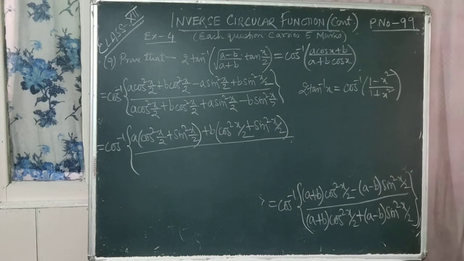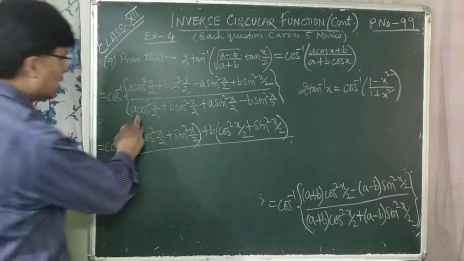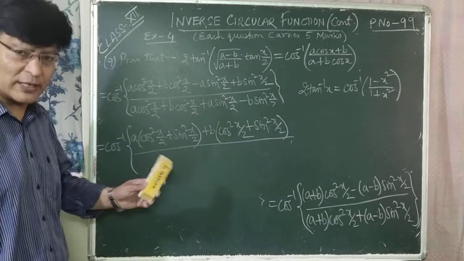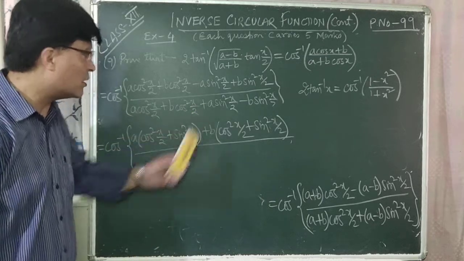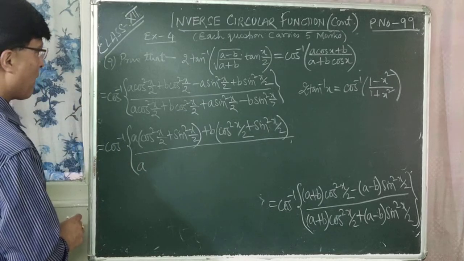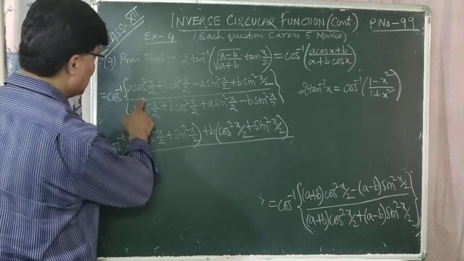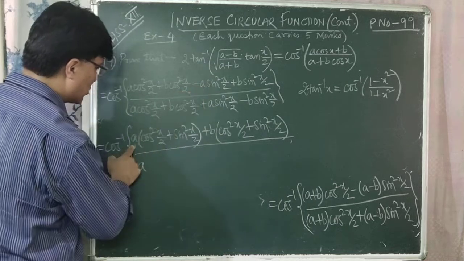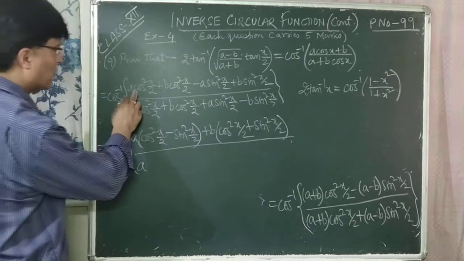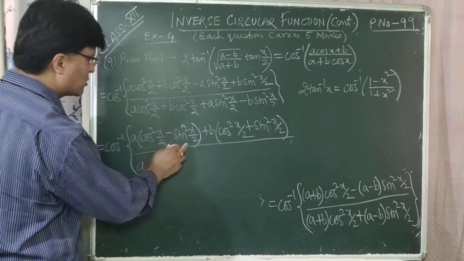You can take common here, not the LCM, right? From first and third, what is common here? A. A is common, right? So here I have made a mistake. From first and third, A is common, so it is cos square x by 2 minus sin square x by 2.